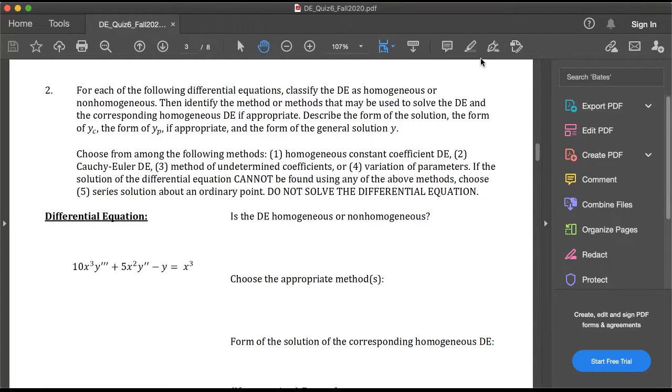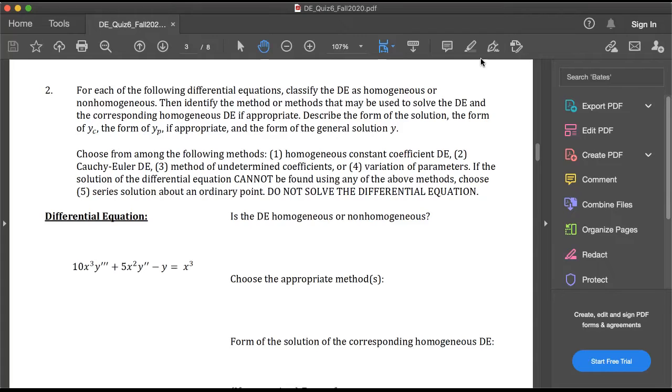And then it says choose from among the following methods. We know how to solve homogeneous differential equations that are linear and have constant coefficients, Cauchy-Euler differential equations. We know how to use the method of undetermined coefficients and the method of variation of parameters to find y sub p. Now, if none of those solution methods are appropriate, then we would use the series solution method.